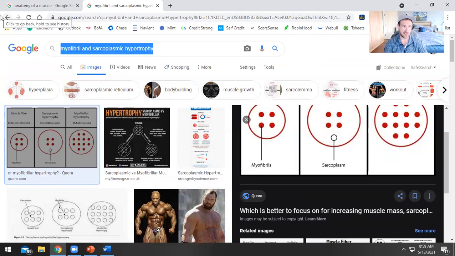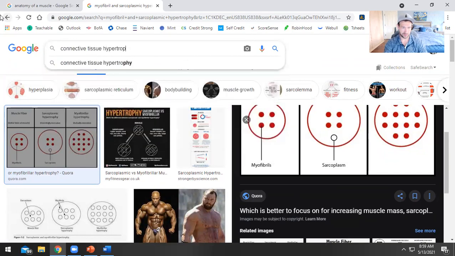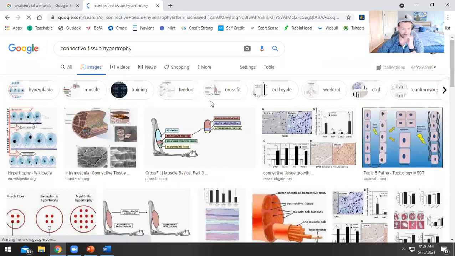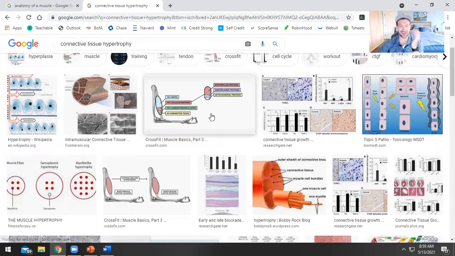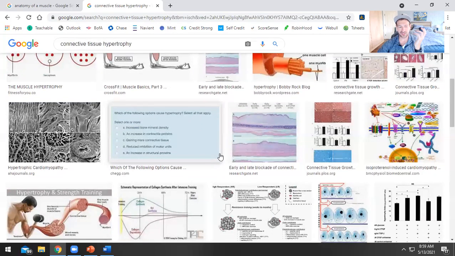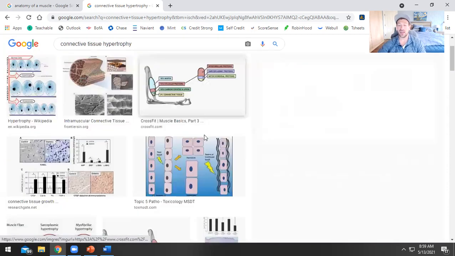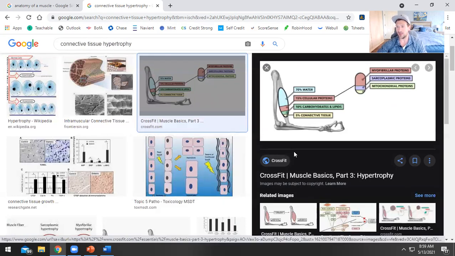I don't know if I'm going to get a picture of this. Maybe? Probably not. I don't know if I'm going to get the type of picture I want. So we are actually going to see that our connective tissue gets a little bit larger as well. This is sort of tied to our sarcoplasmic hypertrophy.